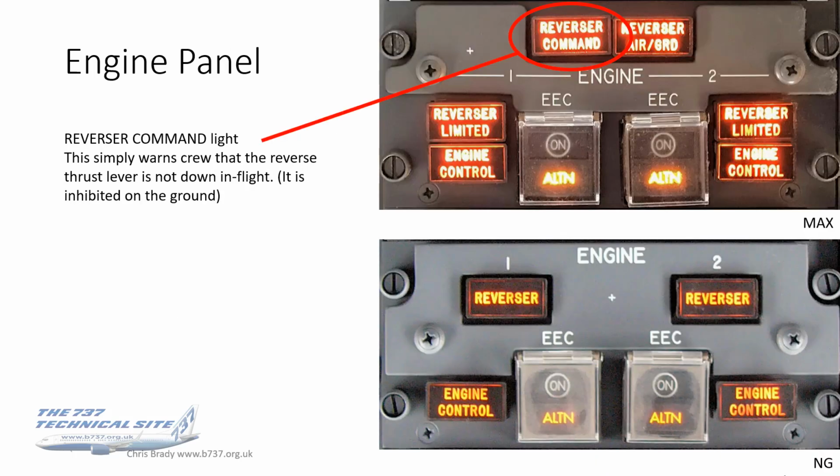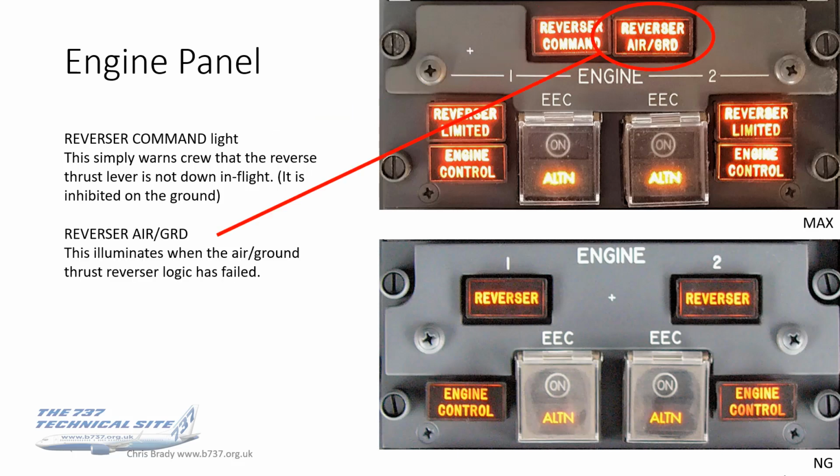The engine panel on the aft overhead panel is significantly different. I've shown you both here so you can compare and contrast, the NGs below, the Maxes above. You've got 2 new lights and a new pair of lights. The first one is the reverser command light, which simply warns the crew that the reverse thrust lever is not down in flight. This is inhibited on the ground, obviously, because you will need to use reverse thrust on the ground. But should that lever rise from the stow position in flight, you'll get the reverser command light on.